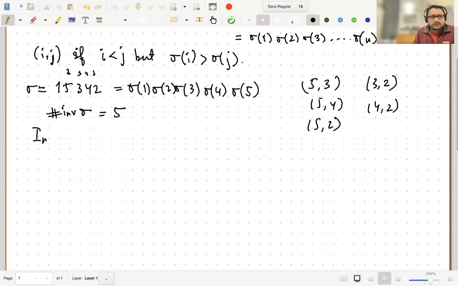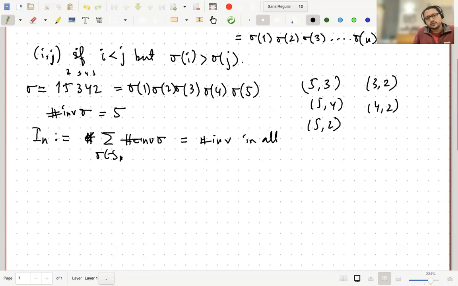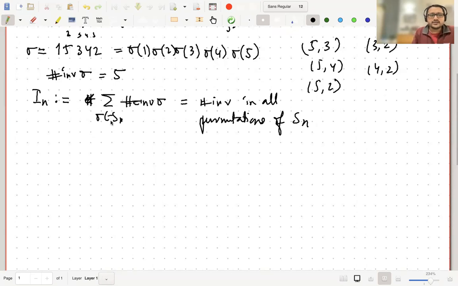Another notation is I_n, which is actually the total number. This is basically the sum over all sigma in S_n of the number of inversions of sigma. So this is the number of inversions in all permutations of S_n, where S_n is the symmetric group on n letters. Right, so this is the notation.